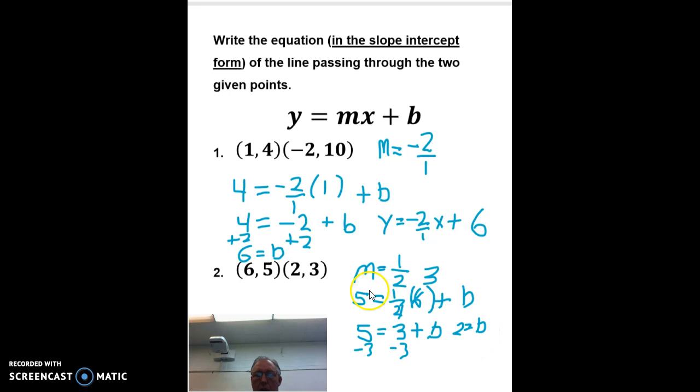Hope you're following along. What did we do once we were done? We took the slope-intercept form and we now wrote it with the information we found. So we started with y equals, what was our slope? We said the slope was 1/2. X, and then we said that b was equal to 2, so plus 2.